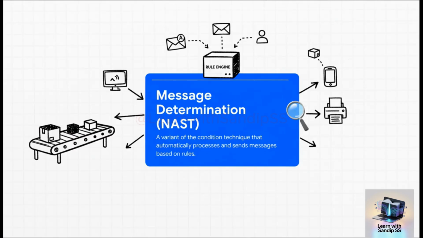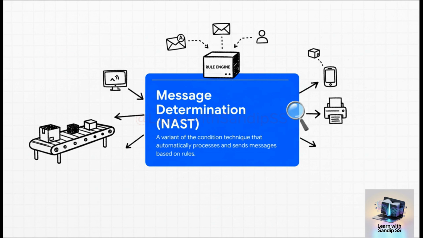So what exactly is message determination, this thing we call NAST? At its core, it's basically a super smart rule engine. The best analogy is a mail sorting facility that knows exactly what to do with every single package. Based on who sent it, where it's going, and what kind of package it is, it automatically routes it perfectly. That's what NAST does for your business documents.